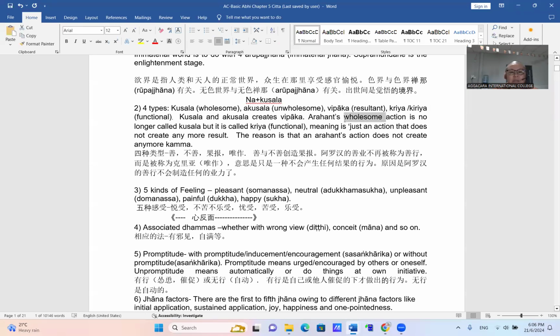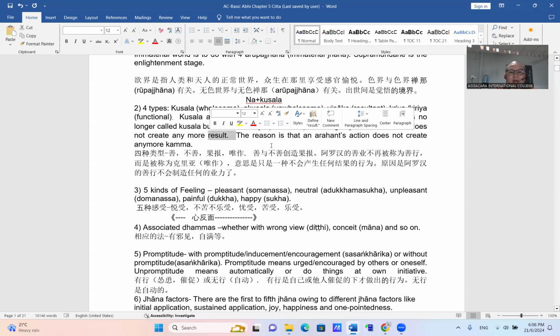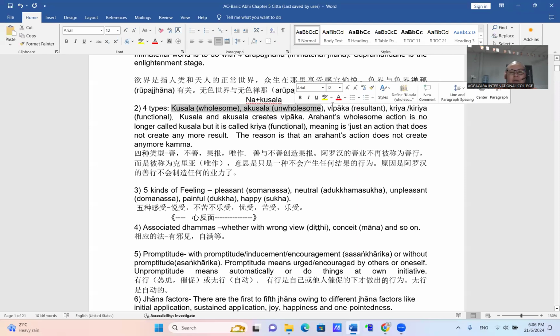even though this is a wholesome, kusala action, we don't call it kusala anymore. We don't use the Pali word kusala, but we call it kriya, functional. Because it is just an action that he does. The Arahant just does an action, but it does not have any more result, any more vipaka, okay? So that's why we call it a special type called kriya, all right? So kusala and akusala will create vipaka, but only for the Arahant, we have kriya. But there is also another type of kriya. So later when you see the 89 citta, there are also some citta that just do the function.